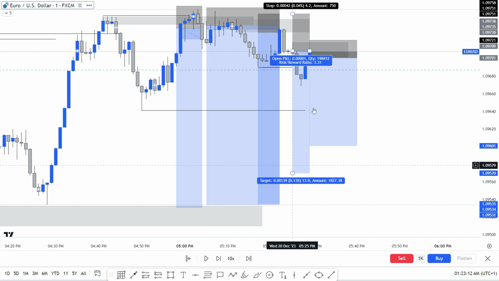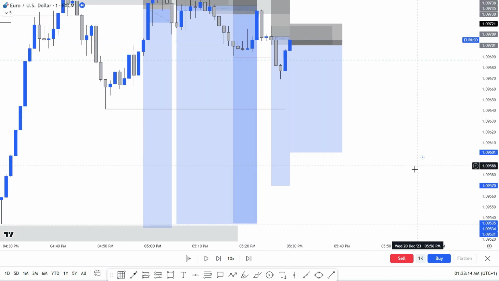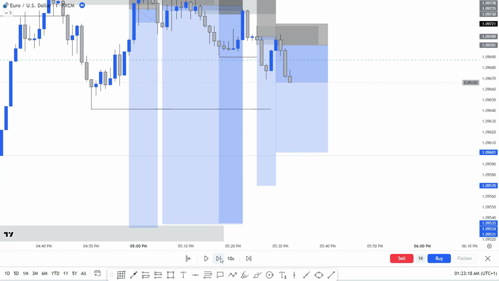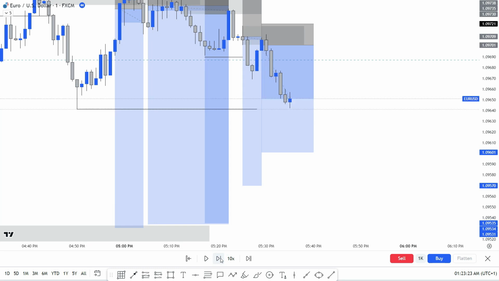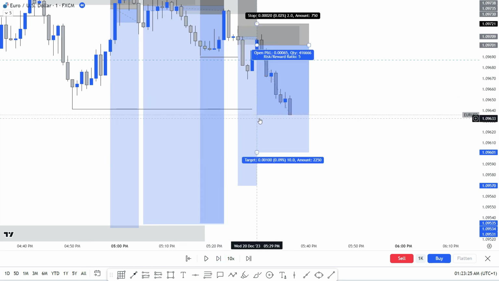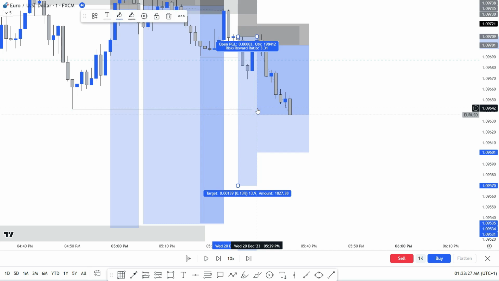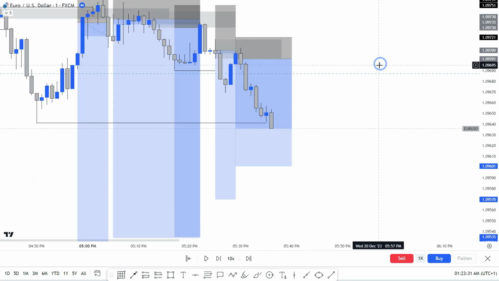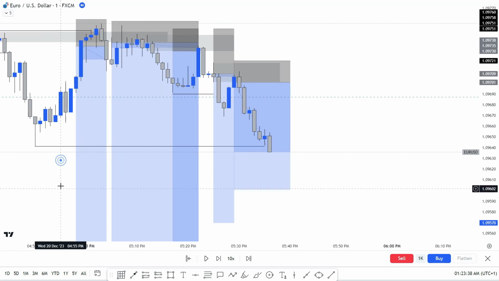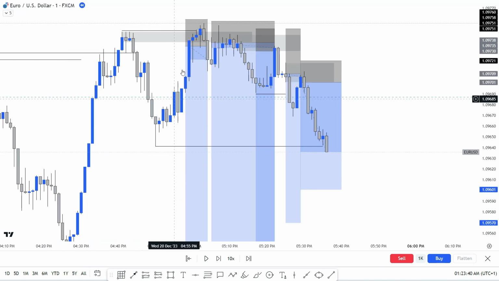Okay, so we have a nice tag right here, and you see how price began to push to the downside with full momentum. So okay, now this low has been taken. Take note, we are not going to look for any entry opportunity again. So you might say, why am I not going to look for opportunity here? It's quite simple, right? The structure has been violated. This particular move to the upside has been violated.